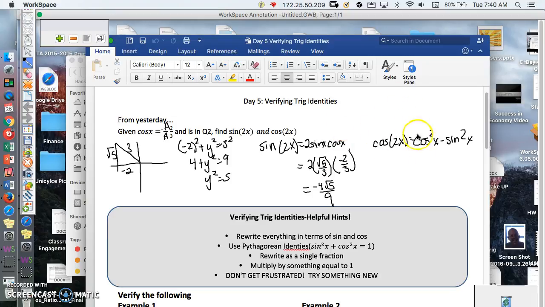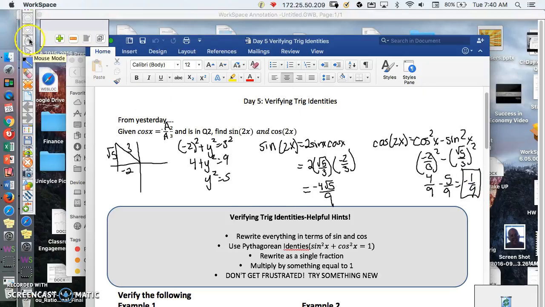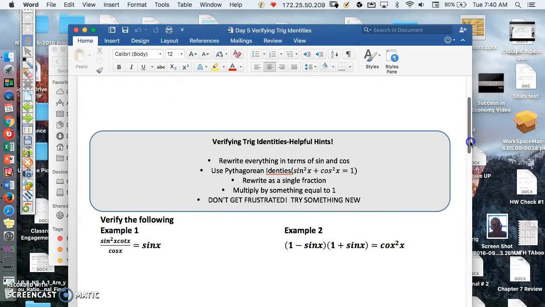And then we have cos squared minus sine squared. So we have 4/9 minus 5/9. So we have -1/9. So today what we're going to do is verify some trig identities.